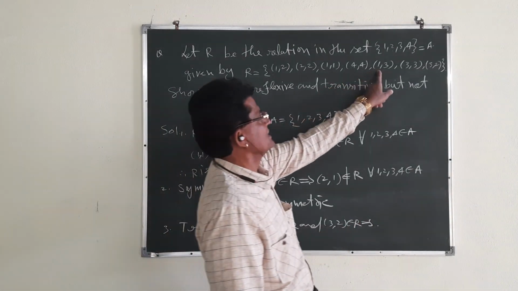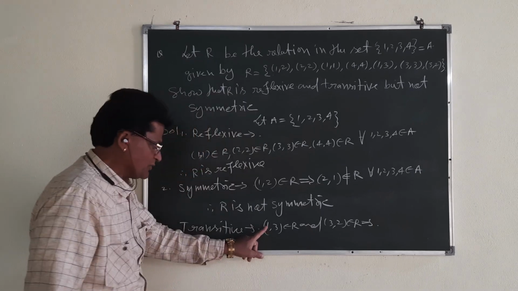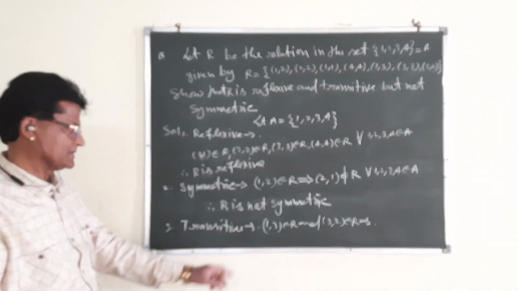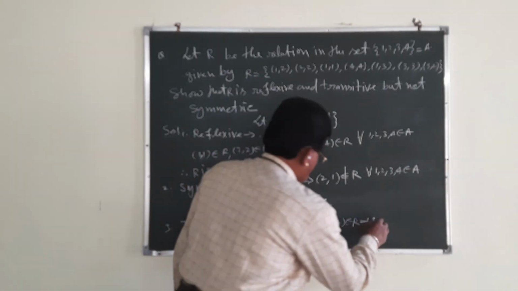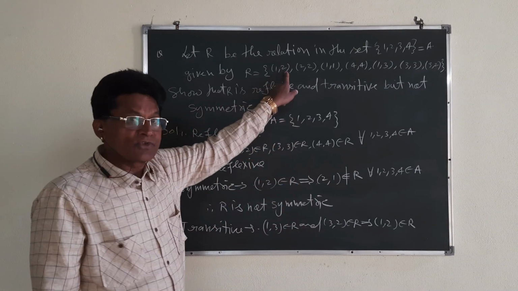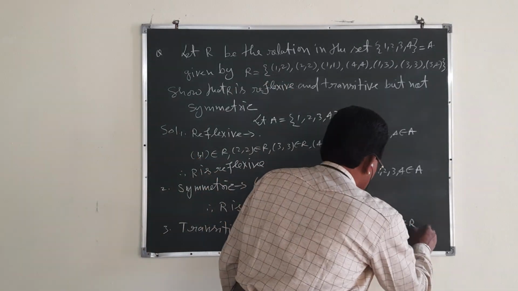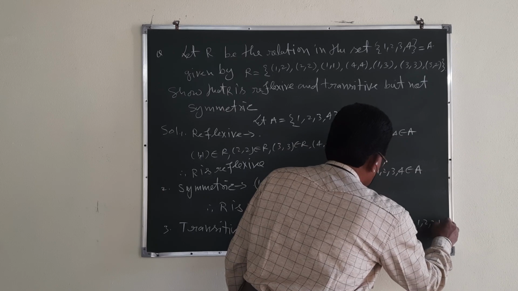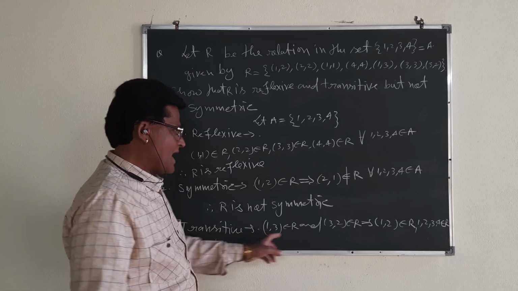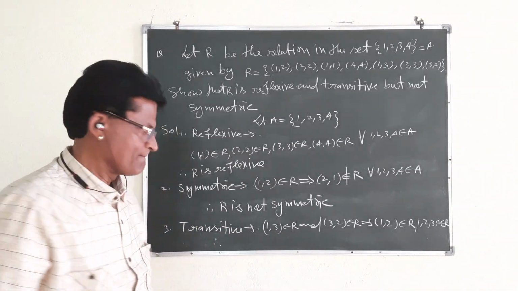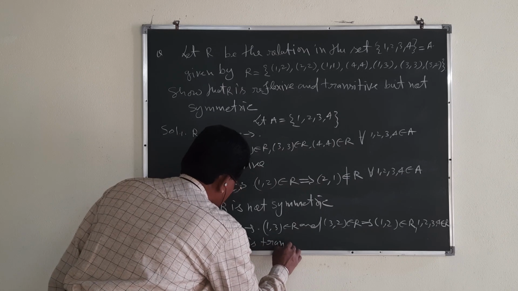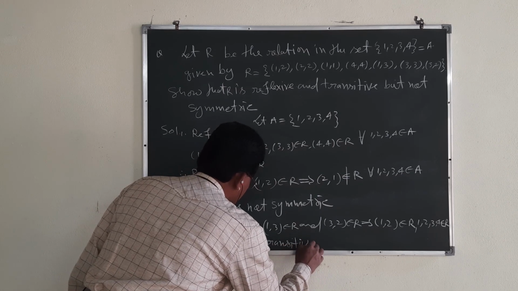Both are here, 1 3 and 3 2. Then what will happen? The first and last numbers you will have to take from these two ordered pairs: 1 and 2. 1 2 belongs to R. You see, 1 2 also belongs to R. That is why for all, the pairs belong to R, and you can say that therefore R is a transitive relation.